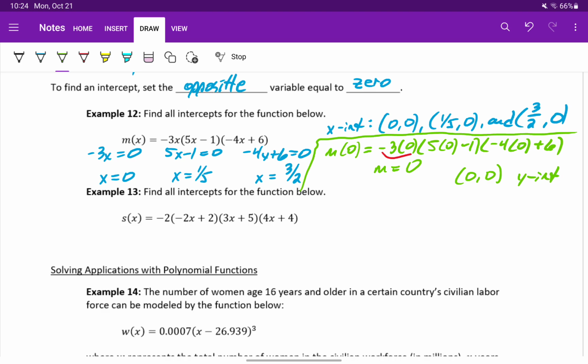Similarly, in example 13, we'll set each of those factors equal to 0, which will give us no solution when we consider negative 2 equal to 0. The second factor will give us x equals 1 as a solution, x equals negative 5/3, and x equals negative 1 as solutions. So our x-intercepts will be the points (1, 0), (negative 5/3, 0), and (negative 1, 0).